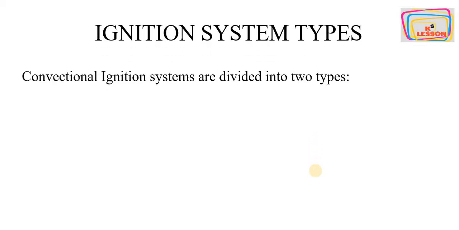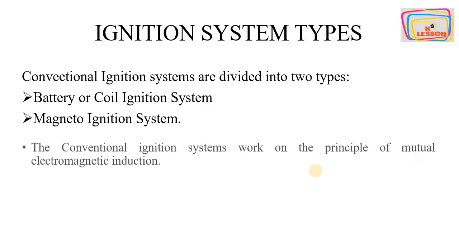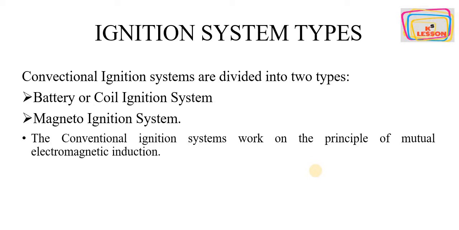Now, the types of ignition system. The conventional ignition system is divided into two types: battery or coil ignition system and magneto ignition system. Both conventional ignition systems work on the principle of mutual electromagnetic induction.